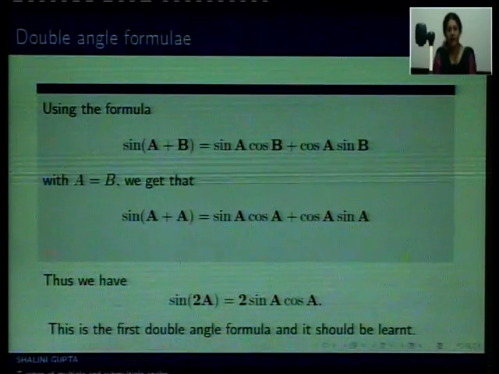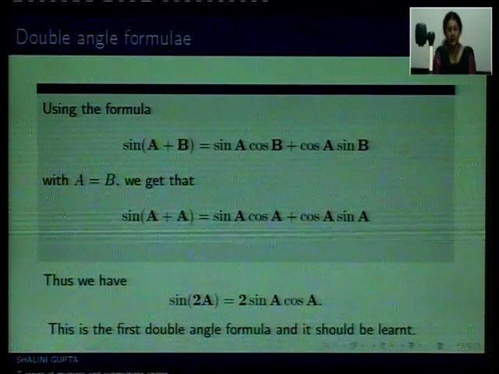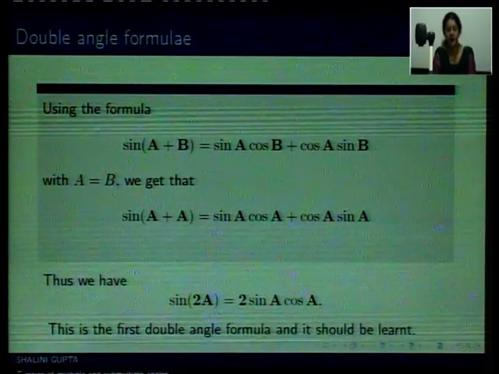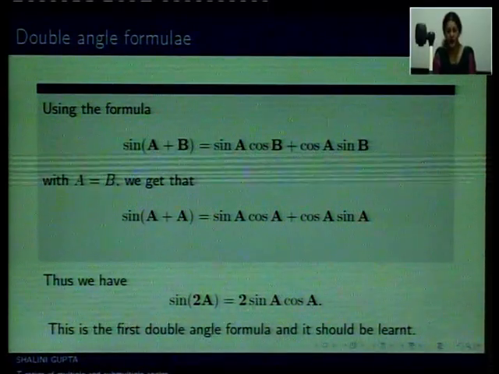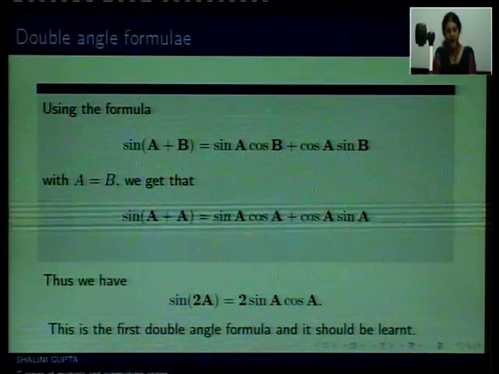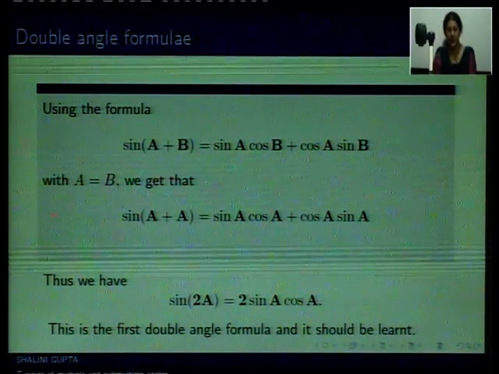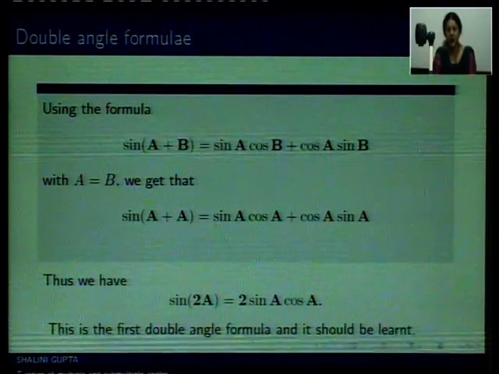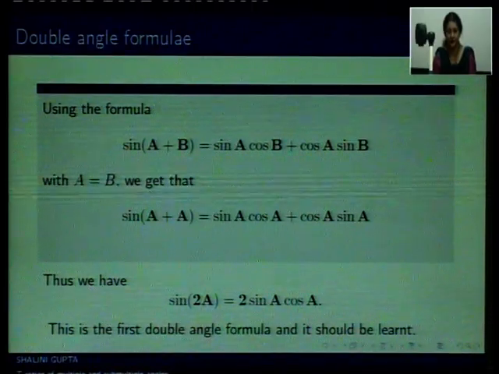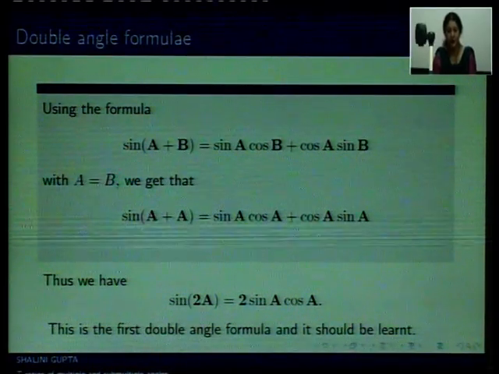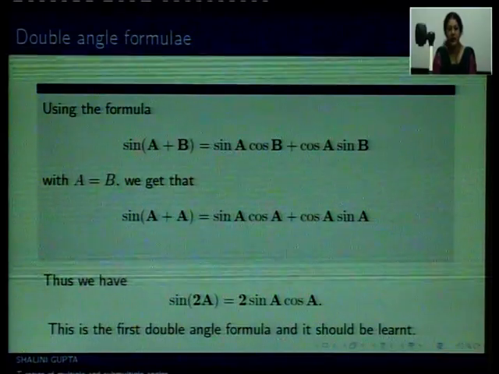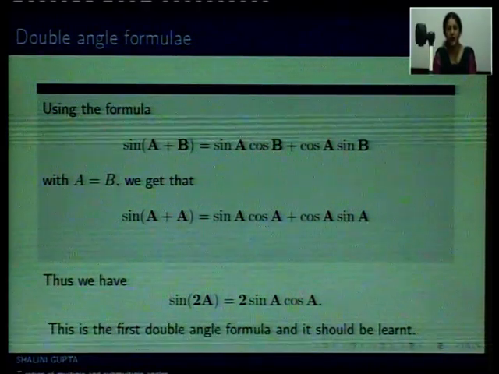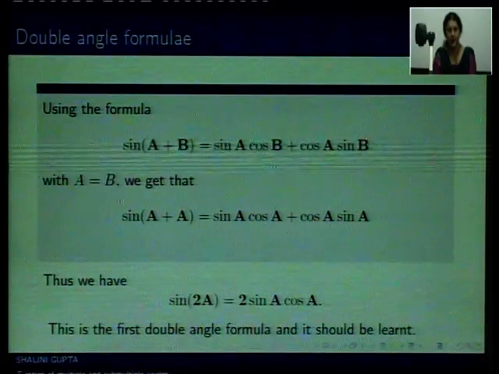For example, say we have to find sine 60 degree. If I take a to be 30 in this expression, I will get sine of 2 into 30 degree is equal to 2 times sine 30 cos 30. Similarly, if I want to find the value of sine 120 degree, then I will take a to be 60 degree here, and I will get sine of 2 into 60, that is sine 120, equal to 2 sine 60 cos 60. So sine of 2a is 2 sine a cos a.